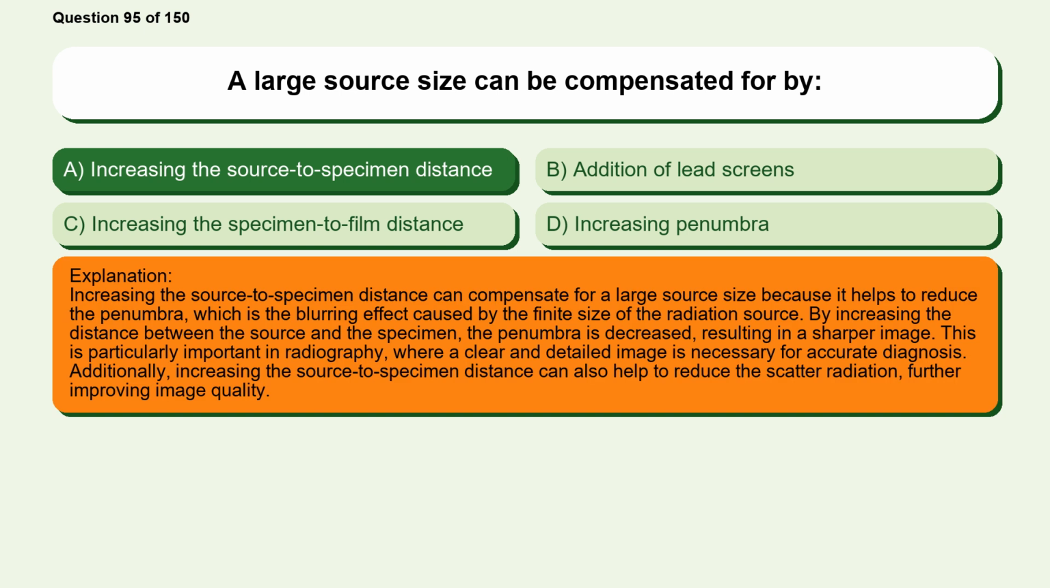Increasing the source to specimen distance can compensate for a large source size because it helps to reduce the penumbra, which is the blurring effect caused by the finite size of the radiation source. By increasing the distance between the source and the specimen, the penumbra is decreased, resulting in a sharper image. This is particularly important in radiography, where a clear and detailed image is necessary for accurate diagnosis. Additionally, increasing the source to specimen distance can also help to reduce the scatter radiation, further improving image quality.